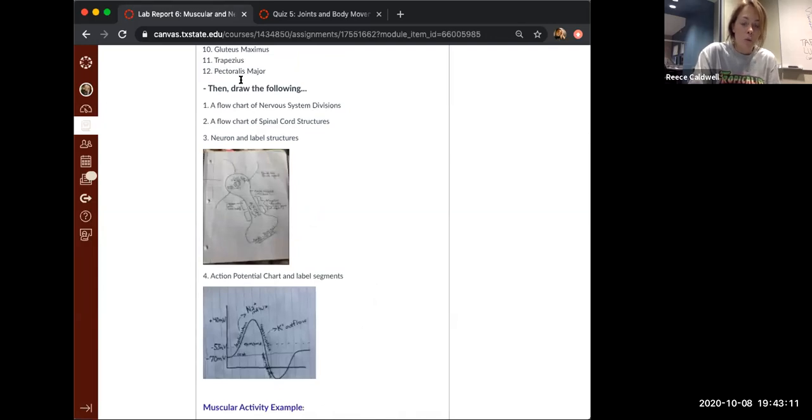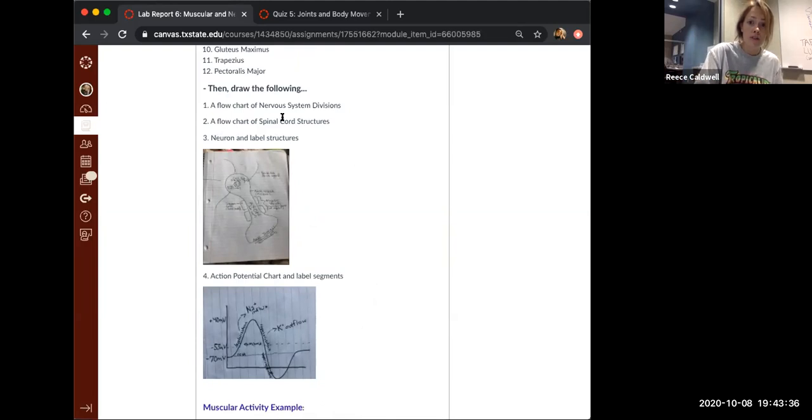And then lastly, I want you to draw a flow chart of the nervous system divisions, which if you drew them out with me today as I did them, you have already completed all this. So you would draw out like CNS, PNS, and then motor, sensory, and then somatic, autonomic, and parasympathetic, sympathetic. You can do that in Microsoft Word too if you'd prefer to do that.